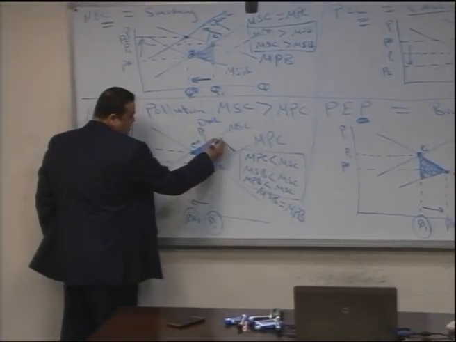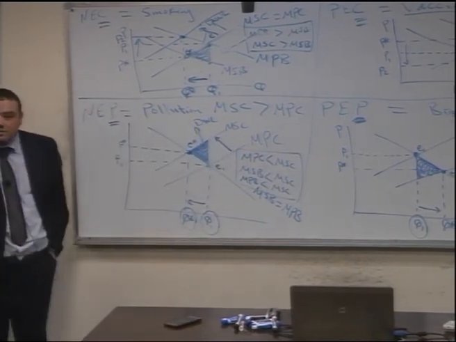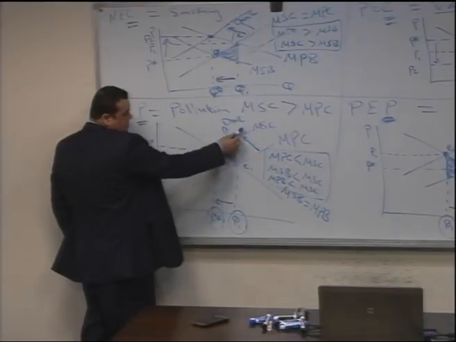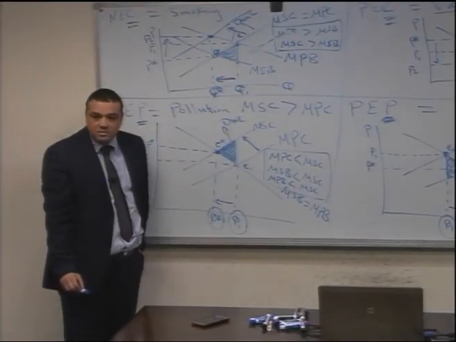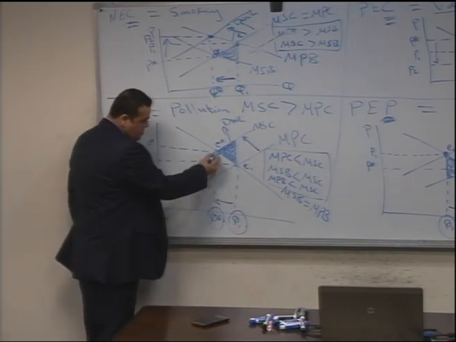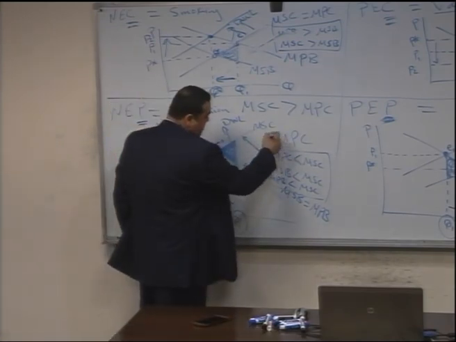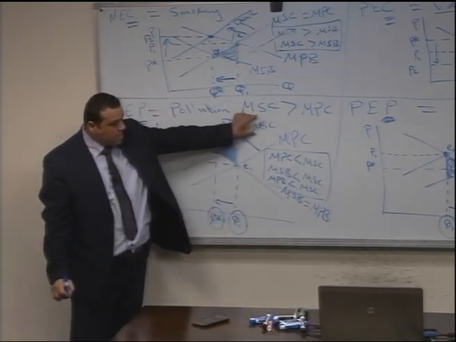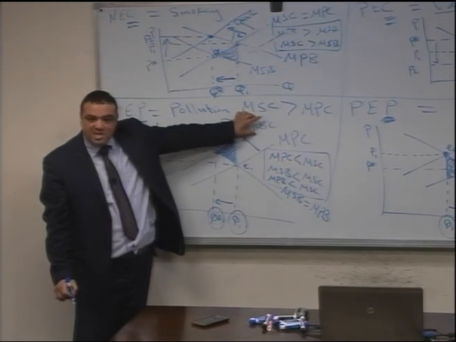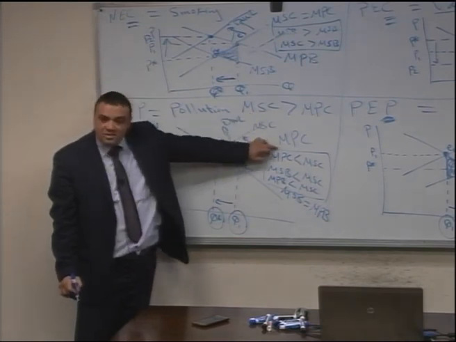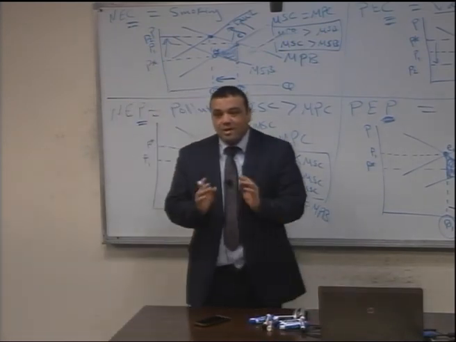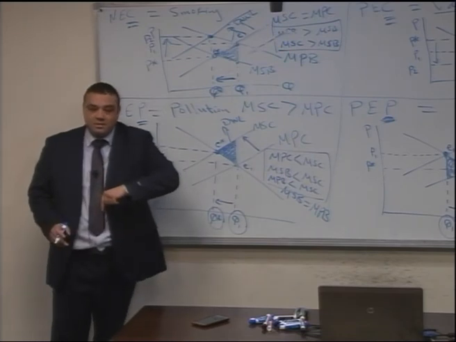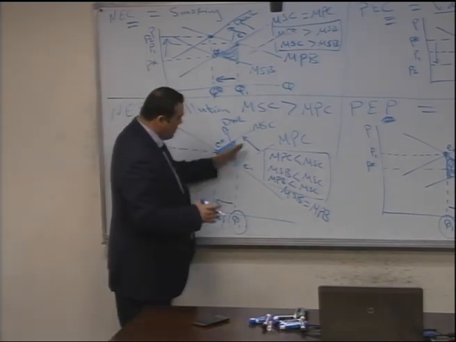So, imposing taxes here leads to increasing the marginal private cost to the marginal social cost. So this will become here the marginal private cost plus taxes. This is the marginal social cost here, which equals the marginal private cost plus taxes. If the tax equals the negative externality here, in this case, the problem will be eliminated or become zero.